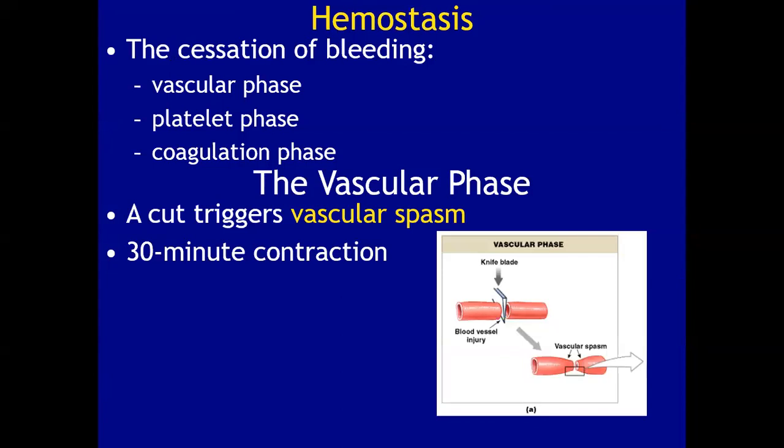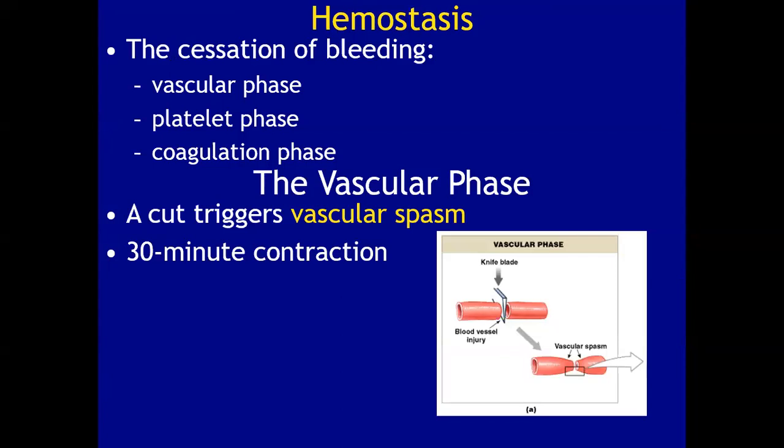This next bit is what I normally would ask you on an essay question. If we were in class, the question would be, explain hemostasis, which is how we stop blood loss from the body, okay, how we end the bleeding. And it occurs in 3 phases: the vascular phase, the platelet phase, and the coagulation phase.